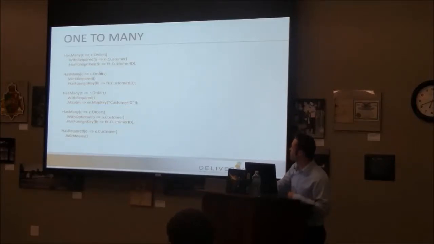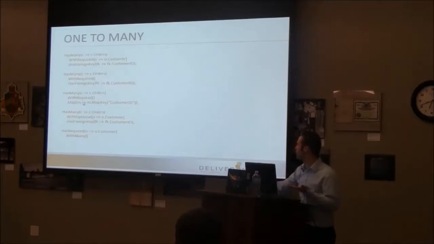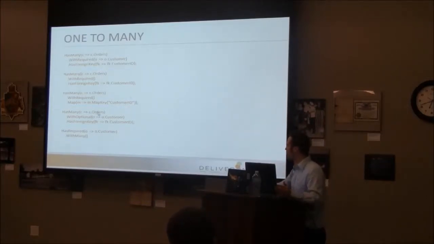The second one would be an example where the navigation property does not exist. So my customer has many orders, and the order requires a customer, but I don't expose that navigation property. So you see that this is just an empty method, the with required. Again, I'm specifying the foreign key. And then has many orders with required, and this would be an example where you don't expose that foreign key property. So it looks pretty much the same all the time.